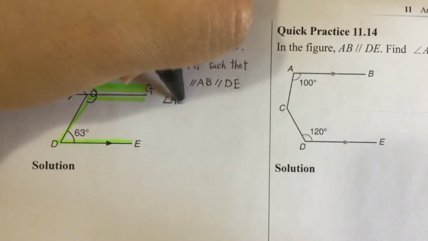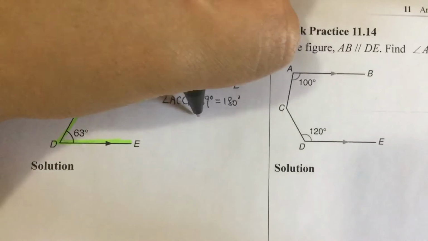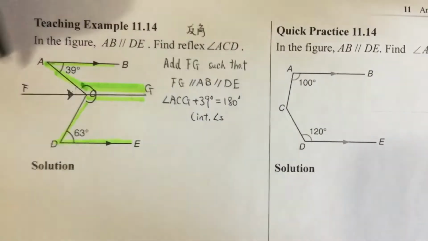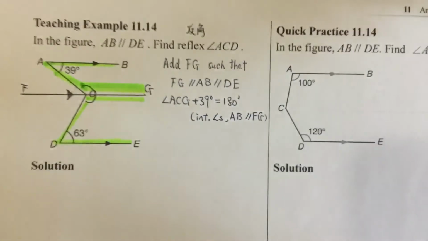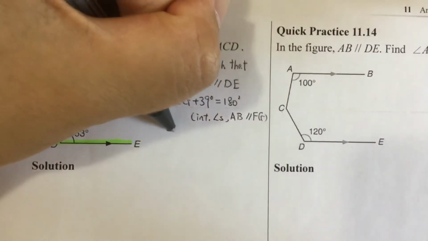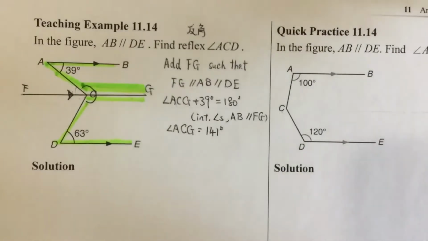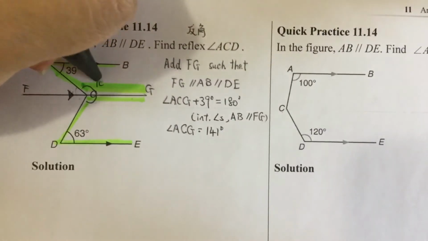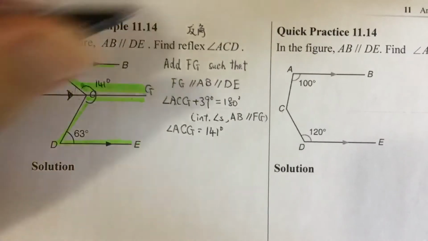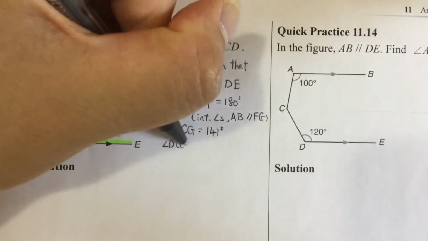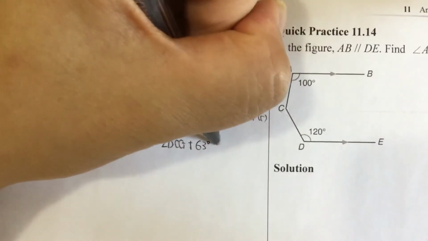Angle ACG plus 39 degrees equals 180 degrees, interior angles, AB parallel to FG. Okay, so you can find out angle ACG, that is 141 degrees. Okay, we have solved this one. It's 141 degrees. And for the other part, you're going to find out the DCG. Angle DCG plus 63 degrees will equal 180 degrees.